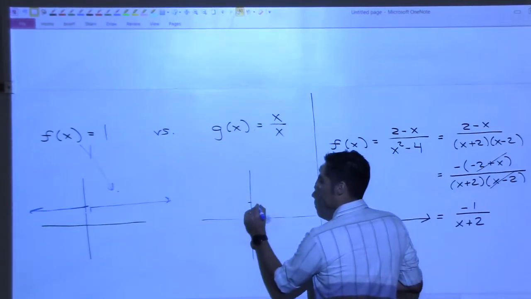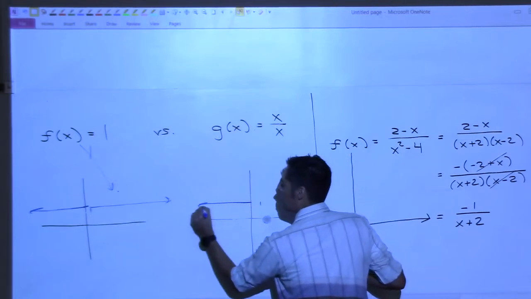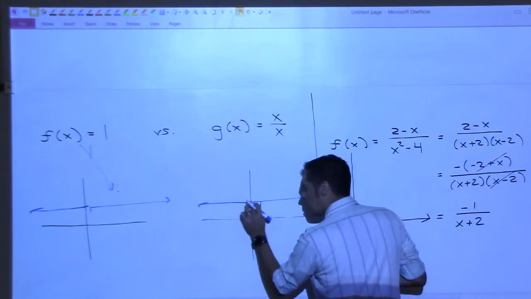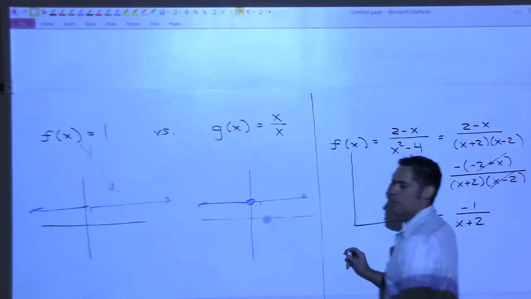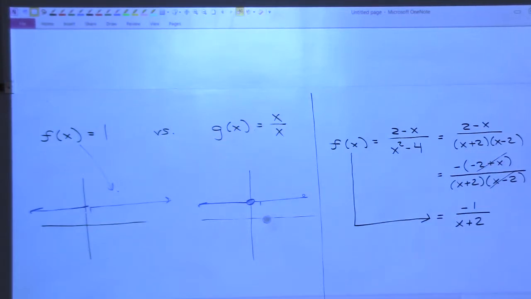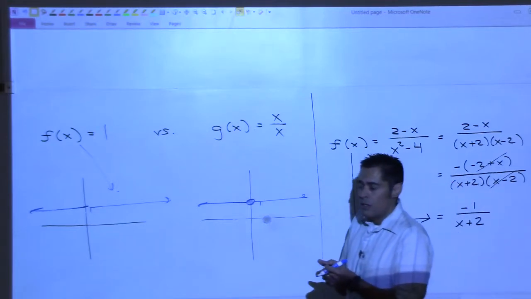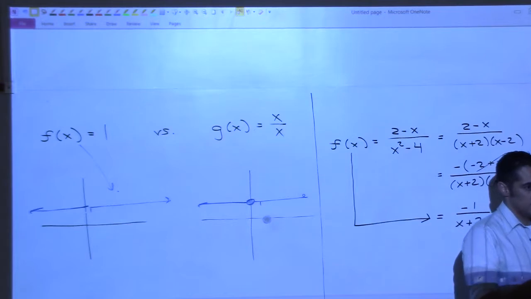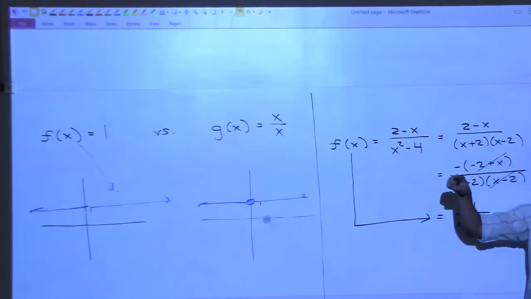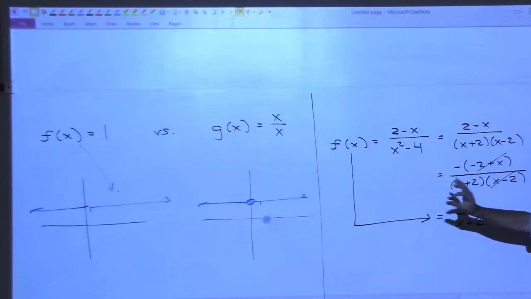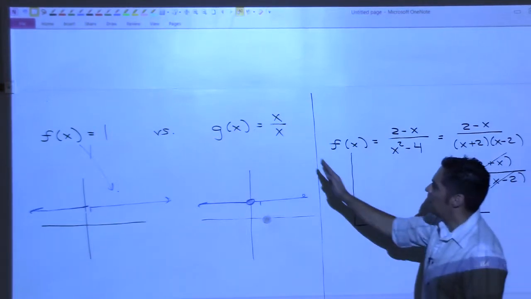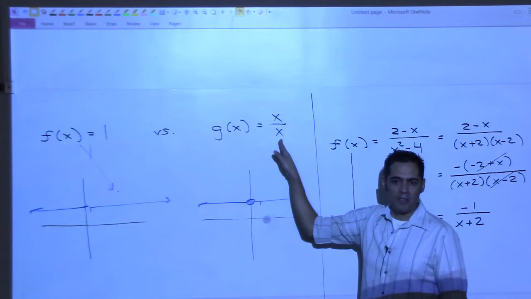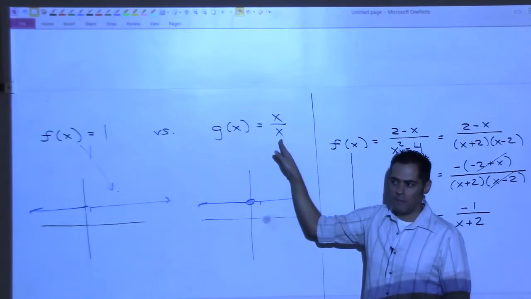This graph, here's the value 1. It would be a horizontal line like this, but I would have a hole at 0. Okay? Now, if you were to graph these on your graphing calculators, you would not see this hole because your graphing calculator doesn't show you holes. So you would think it's a straight line, but it actually has a hole. Y'all okay?